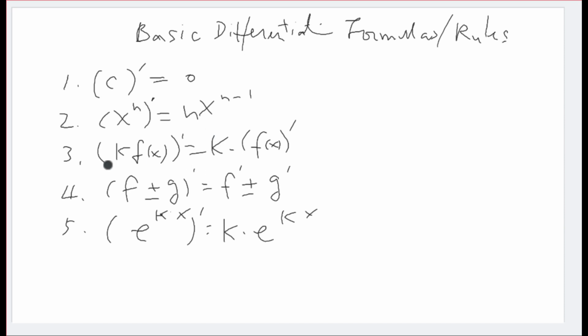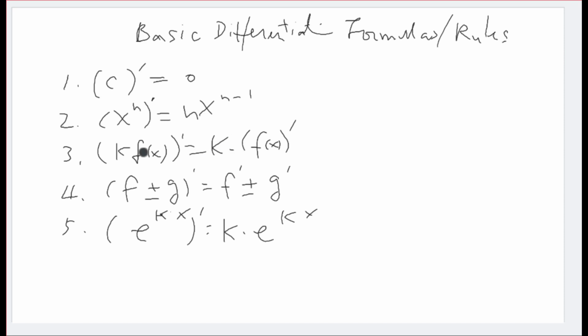Now the third result says if you want to find the derivative of a function multiplied by a number, what you do is copy down the number k, and just find the derivative of f using whatever appropriate rules and formulas. All right, so you can just ignore the constant as far as the differentiation is concerned.